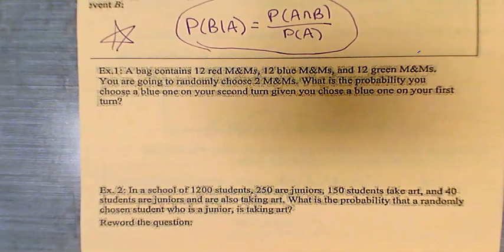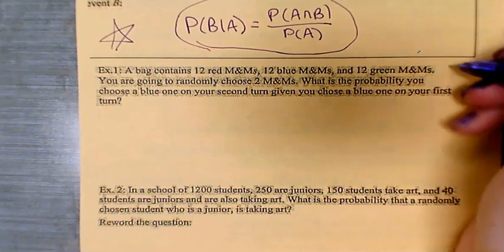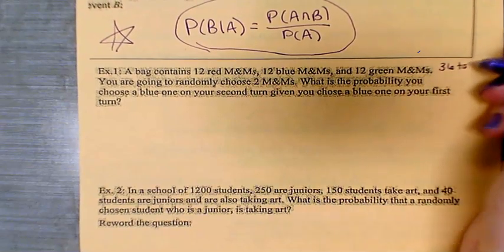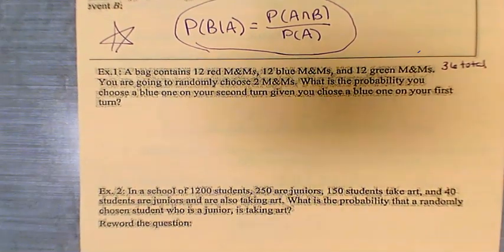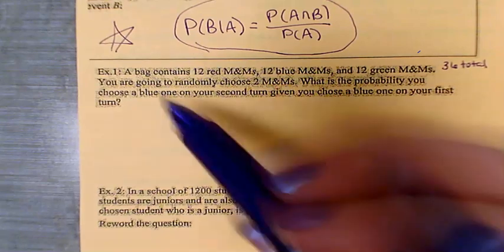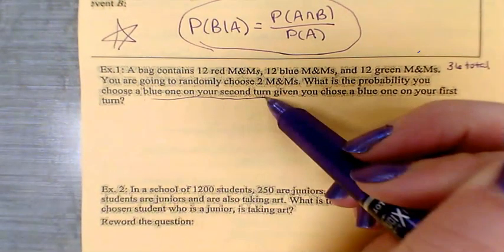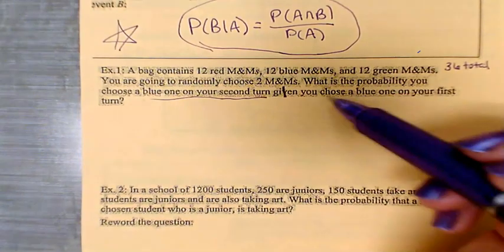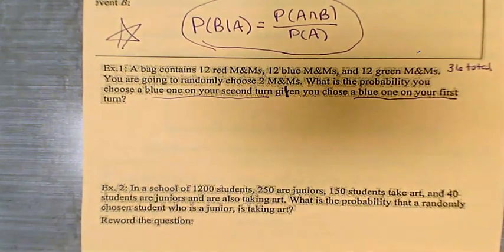Example 1 says a bag contains 12 red M&Ms, 12 blue M&Ms, and 12 green M&Ms. That's a total of 36 M&Ms. What do you do with M&Ms? You take them out of the bag and you eat them. So this is something where we will not be replacing M&Ms. You're going to randomly choose 2 M&Ms. What is the probability that you choose a blue one on your second turn, given that you choose a blue one on your first turn?